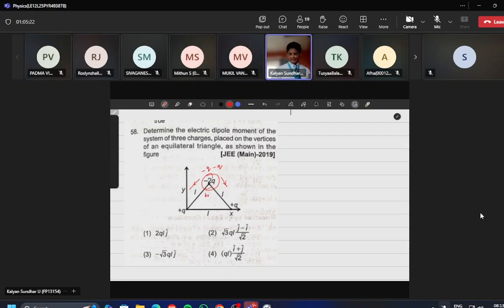60 degree. And they're asking in terms of direction now. So which direction? Determine the electric dipole.